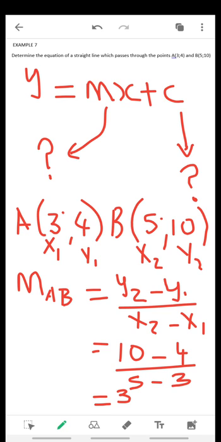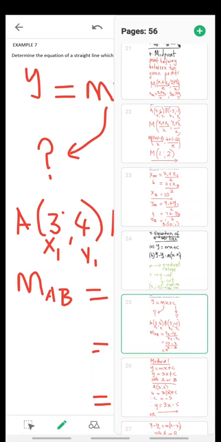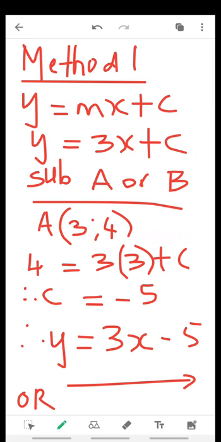Okay. Now I have m. What do I need now? I need the value for c. How do I find c? Let us look at the next slide. So first I put in my gradient where there is m. y equals 3x plus c.